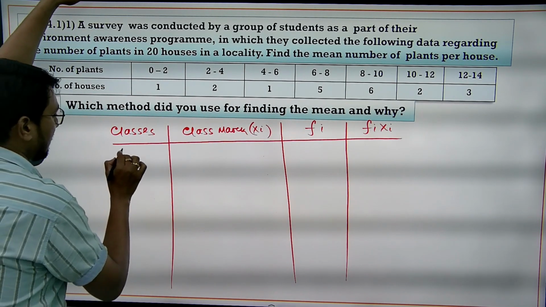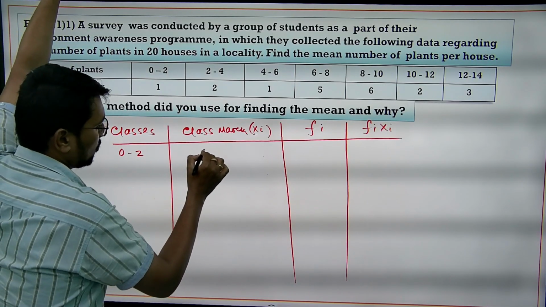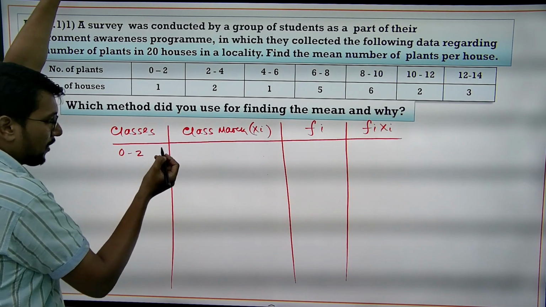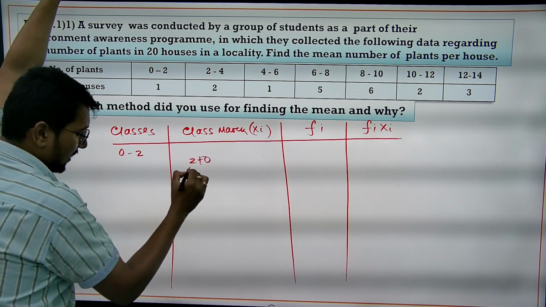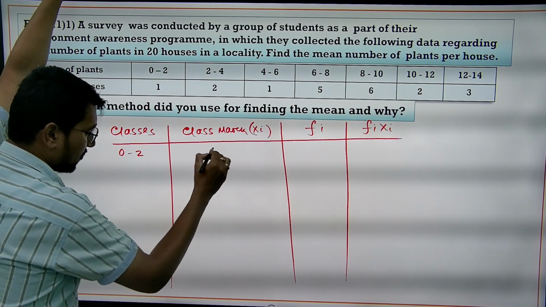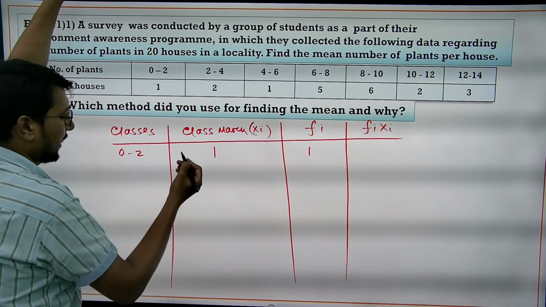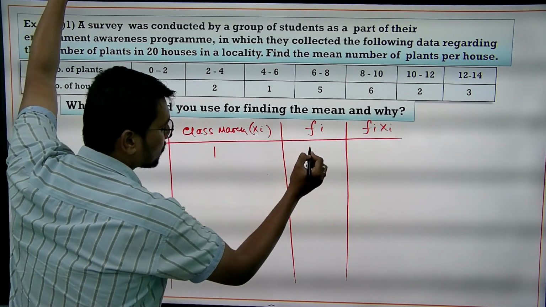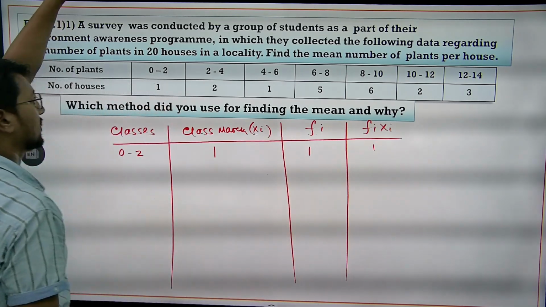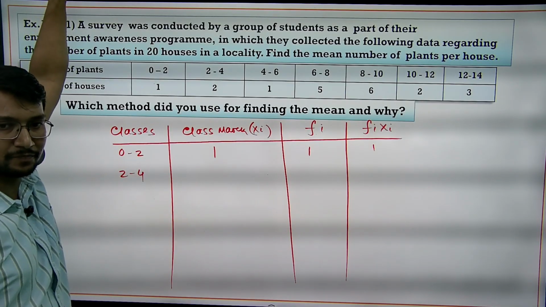Now tell me, everyone. In the first class 0 to 2, what is the class mark? 2 plus 0 divided by 2, that is 2 by 2, that is 1. Let me write here 1. So the frequency is 1. What does fi xi become? 1 into 1, how much? 1. Okay? For 2 to 4, the class mark?